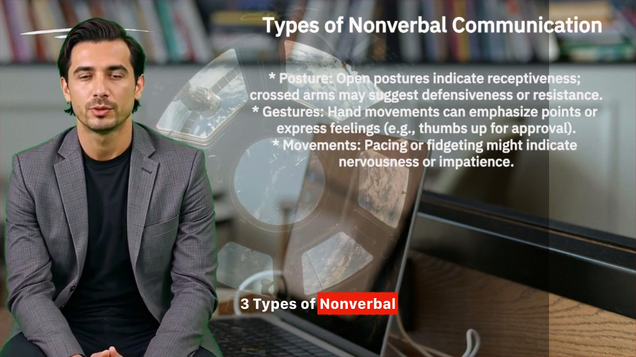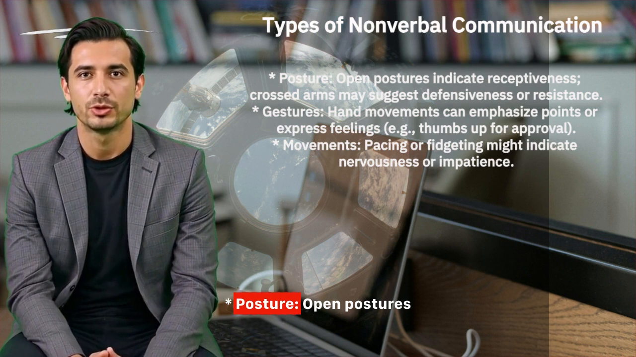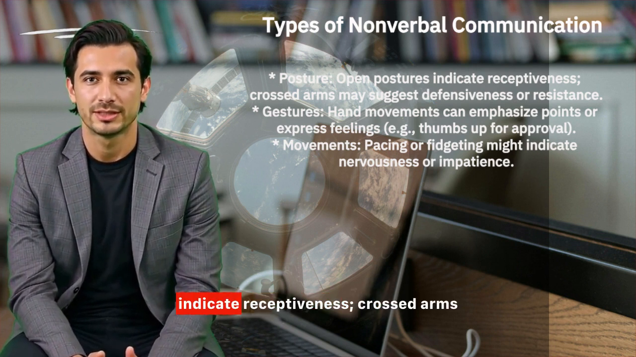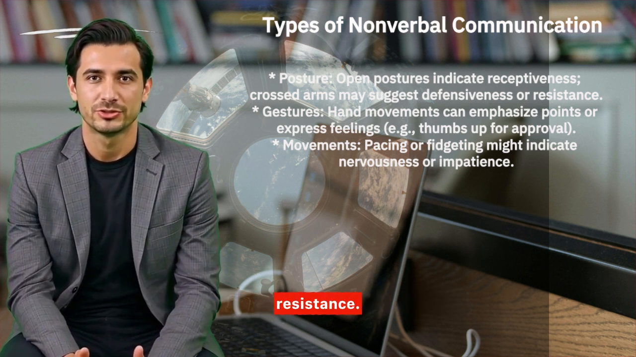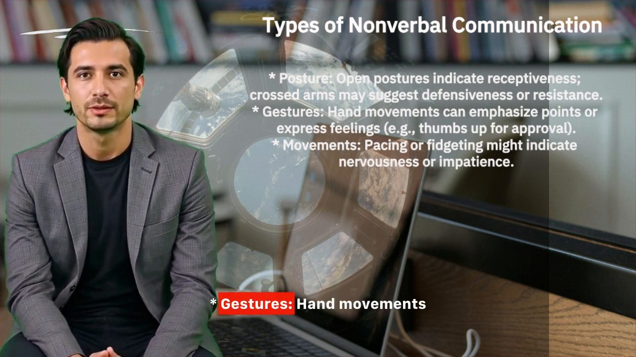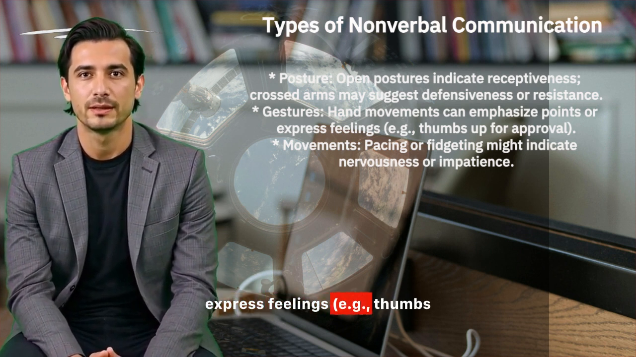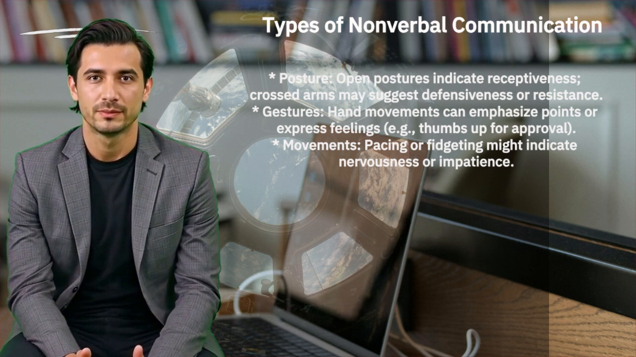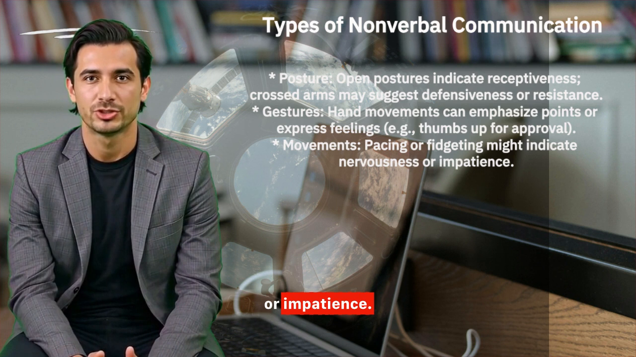3. Types of nonverbal communication. 1. Body language. Posture: open postures indicate receptiveness. Crossed arms may suggest defensiveness or resistance. Gestures: hand movements can emphasize points or express feelings, e.g., thumbs up for approval. Movements: pacing or fidgeting might indicate nervousness or impatience.